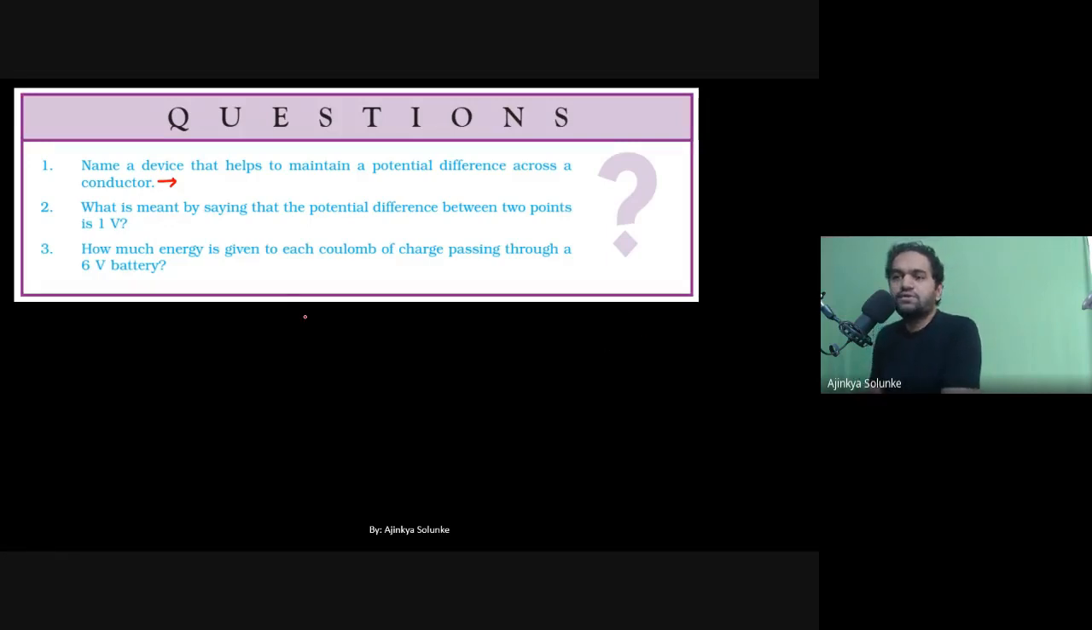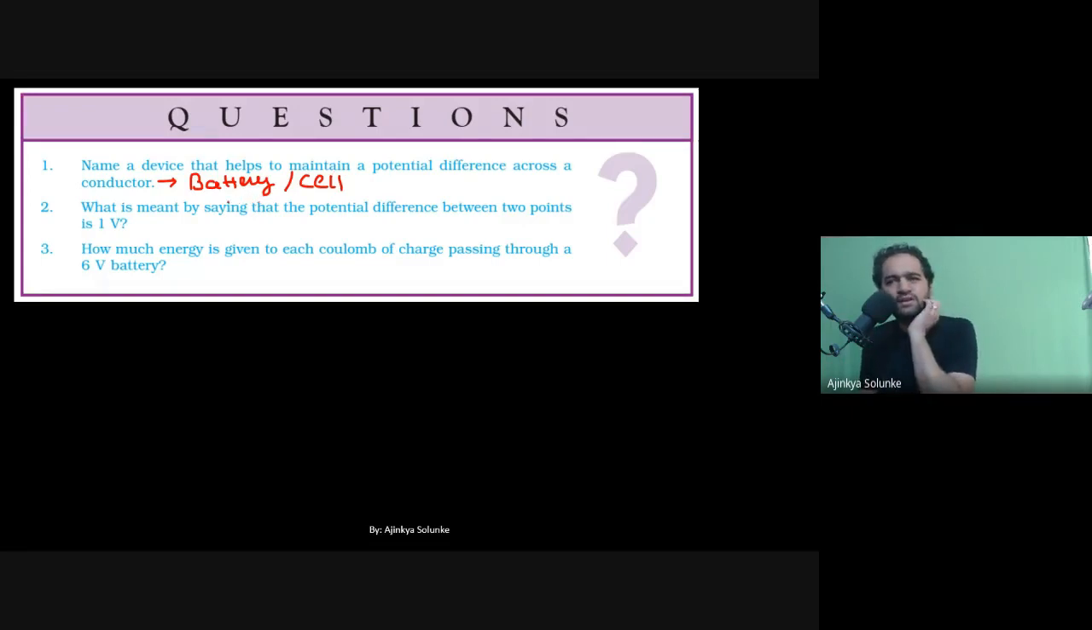Okay, good. So can we talk about this? See, wire will definitely be not there. They're asking who maintains a potential difference or who creates a potential difference. The answer is battery, obviously. The answer would be battery. And in place of battery, you can use cell. So as cell, you can also write down. You are either battery or cell you can use to maintain a potential difference.